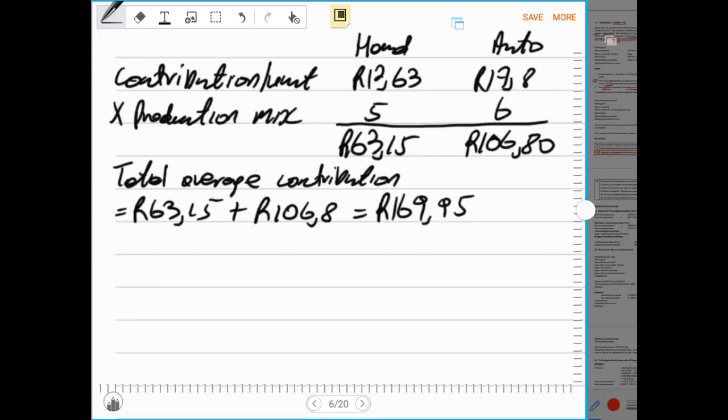These are just my workings. Then we need to calculate the total fixed cost. Our total fixed cost is made of 150,000.